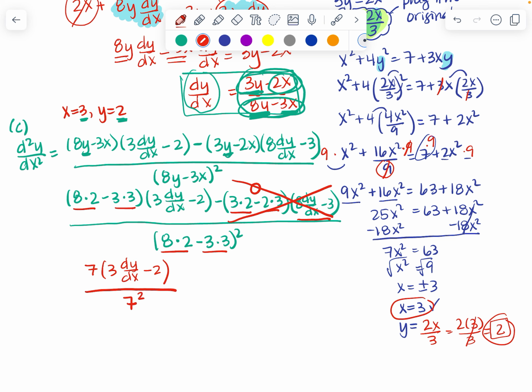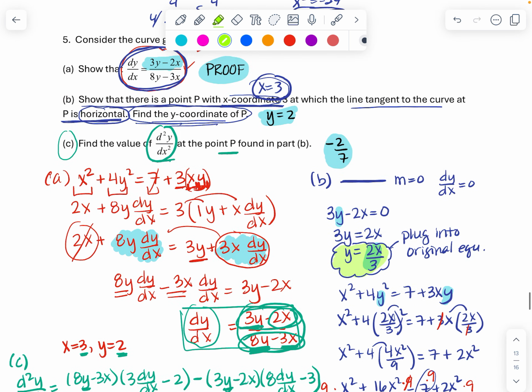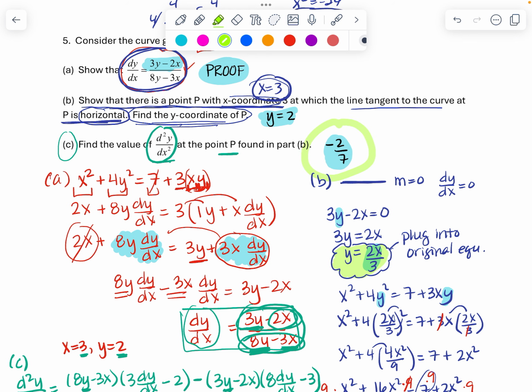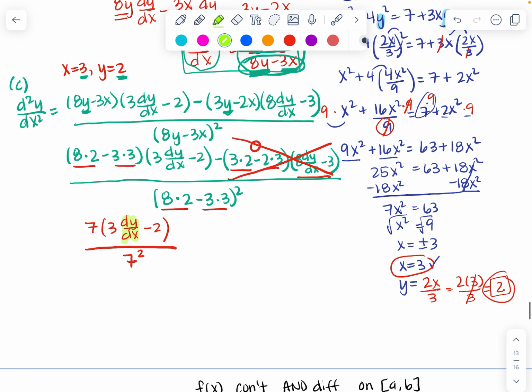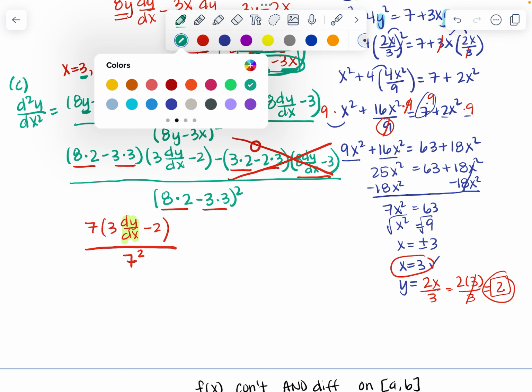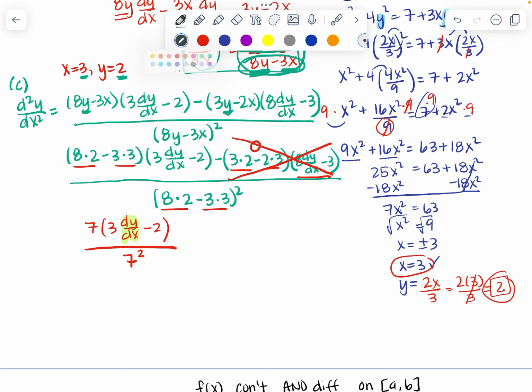Okay, now look, I'm almost there, but I've got a problem. This dy dx needs to be an answer like 5 or 7. Or what should the answer really be? It should be negative 2 over 7. There's no dy dx in there. So what does dy dx equal? Okay, well, let's look at it. Let me do a different color again. I don't know, I'll do a dark gray or something.